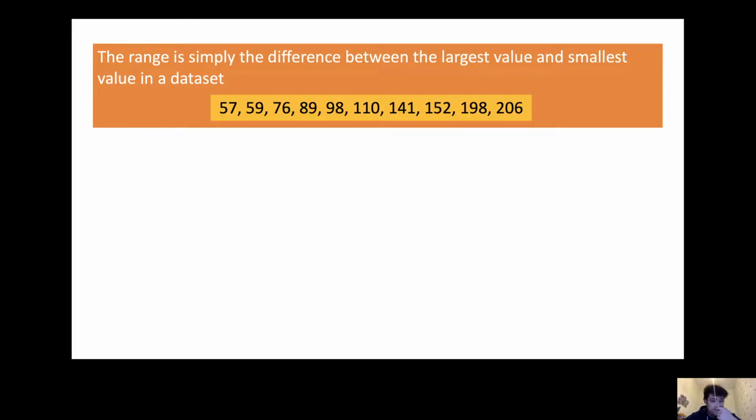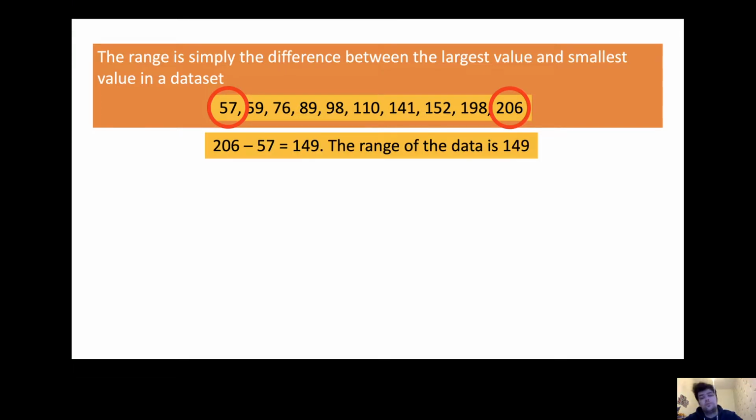So let's say we've got some data here, 57, 59, 76, etc. We just take the smallest score and the highest score, and then subtract the smallest score from the highest score, and you get a value, and that value is your range. So the range is the difference between the lowest score and the highest score. In this case, it's 149. So that's quite a simple calculation you could be asked to do in the exam. You just subtract the lowest score from the highest score, and that's your range.